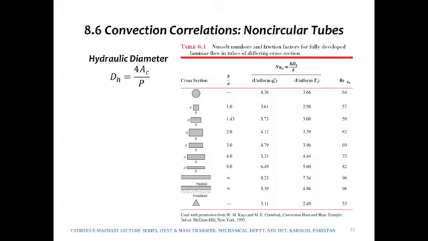It is also called wetted perimeter. Wetted perimeter means W-E-T-T-E-D, wetted. So if the flow is not taking place completely through a pipe, we need to only put that perimeter for which that fluid is in contact with the pipe. So that is why it is called wetted perimeter.